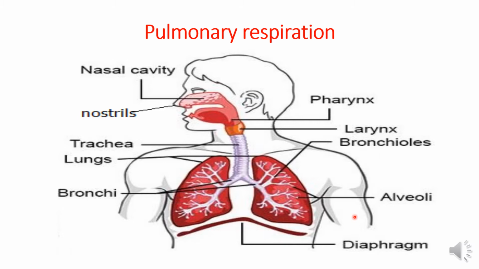The pathway of exhaled air, which is rich in carbon dioxide gas, starts from the pulmonary alveoli, then into the bronchioles, then into the bronchi, trachea, larynx, pharynx, nasal cavities, and is rejected outside the body through the nostrils.